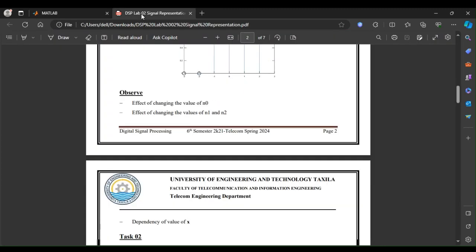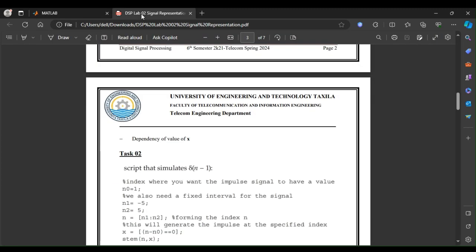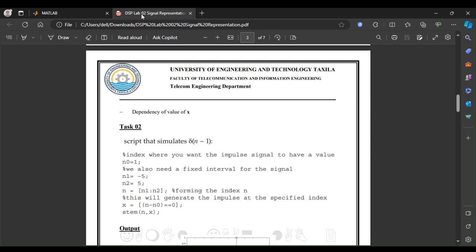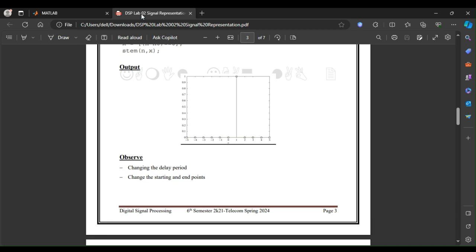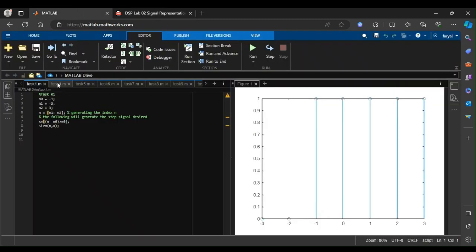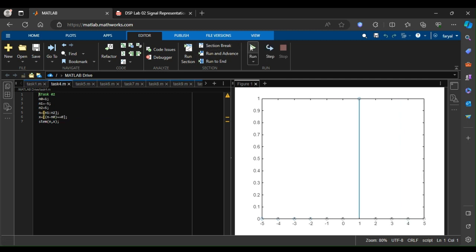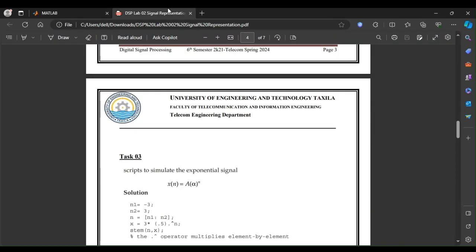Moving towards task 2, that is to simulate an impulse signal. Here N0 is the index where you want the impulse signal to have value, and then we have N1 and N2, that is again the starting and ending points. Here we need to observe changing the delay period and starting and ending points. As we all know, the impulse signal has the property that its area is equal to 1 and it is infinitely tall at origin, and has an amplitude equal to 1 at origin for a discrete case.